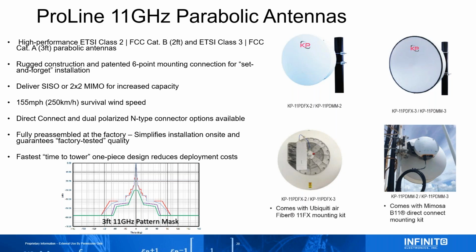Here's another set of products we released, and some of them are available in stock today, our 11 gigahertz ProLine parabolic antennas. So we created a 2-foot and a 3-foot version of these antennas, one that works with the 11FX from Ubiquiti, the airFiber, and then another one that works with the Mimosa B11 here on the right. So the 11FXs are available now, and contact us about these other antennas, the Mimosa version of the 2-foot and 3-foot. They're very well constructed.